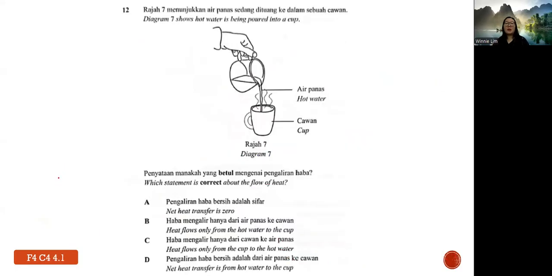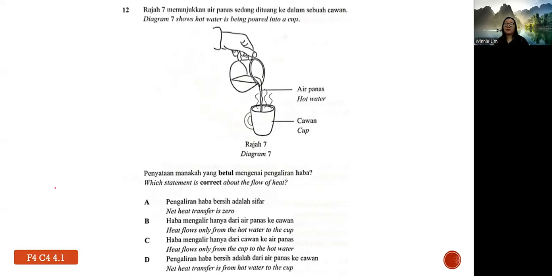Question 12. Diagram 7 shows hot water being poured into a cup. Which statement is correct about the flow of heat? A. Net heat transfer is 0. B. Heat flows only from the hot water to the cup. C. Heat flows only from the cup to the hot water. D. There is a net heat transfer from hot water to the cup.